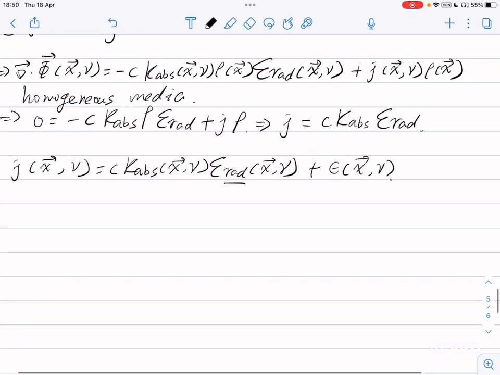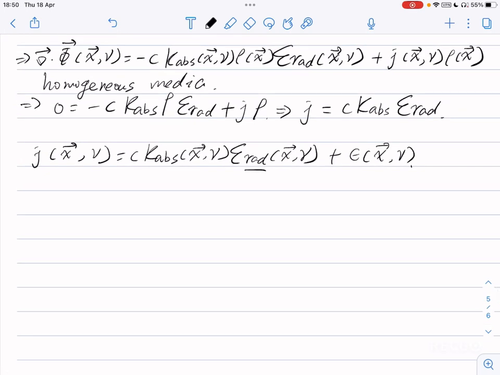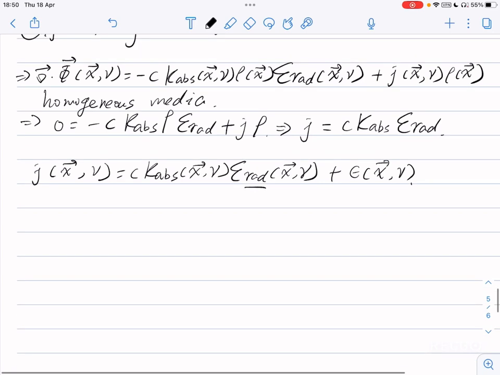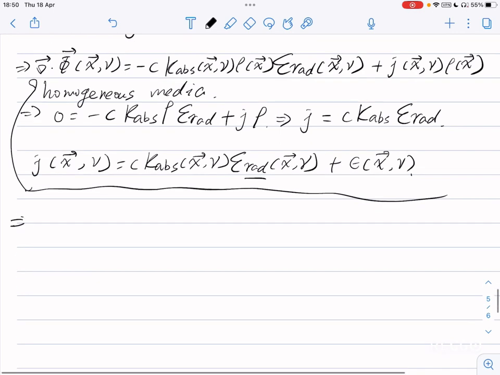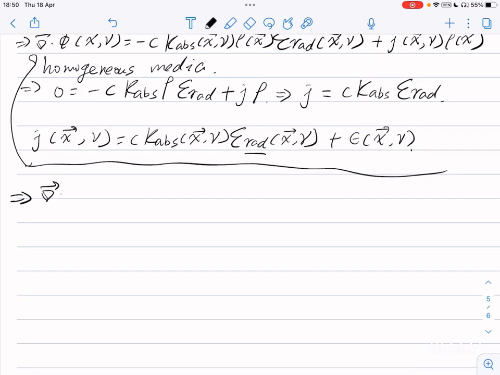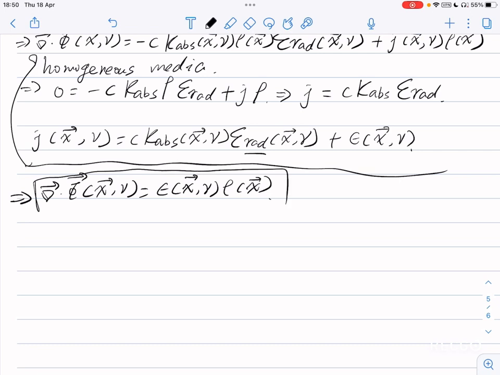This is the rate of energy generation from nuclear reaction. And finally we can use this equation to substitute into the above one, and obtain the divergence of the flux vector F_ν equals epsilon_ν rho. That is the first equation.